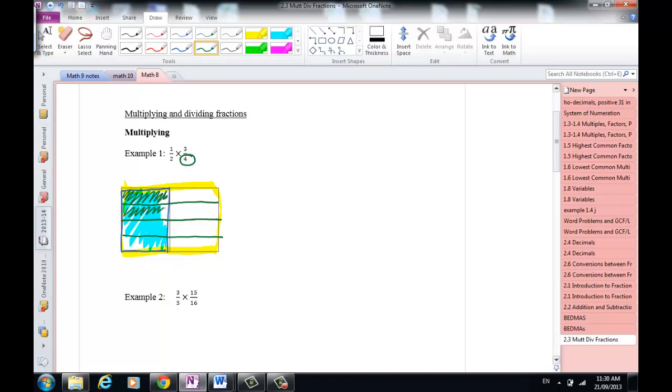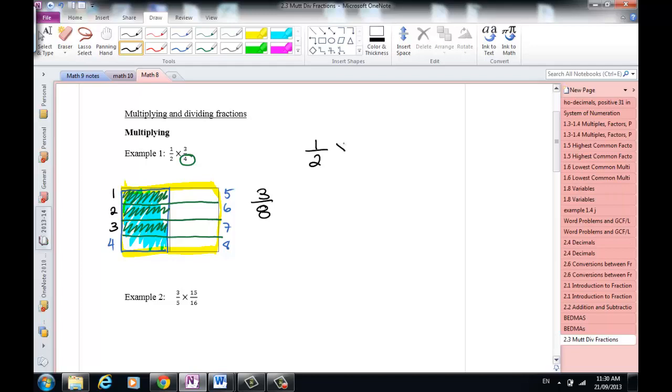1, 2, 3. And so how much of the original do I have? Well, I have 1, 2, 3 pieces out of, there's 4, 5, 6, 7, 8 pieces. So I have 3/8. Now, if we were to draw this out each time, it would take us a considerable amount of time. And so we have a shortcut.